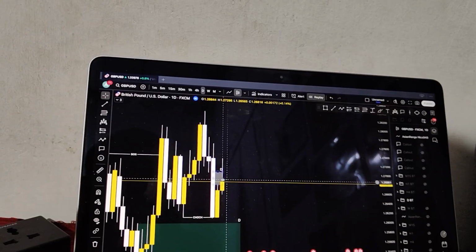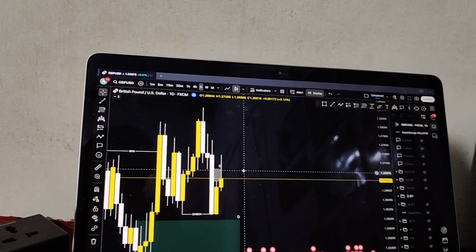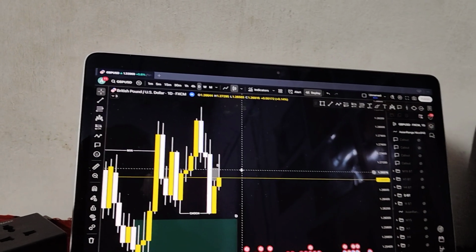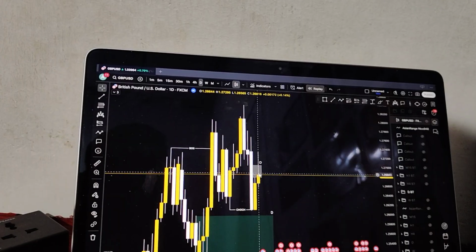So now it has filled up this fair value gap too. Now the market has filled up this fair value gap too and has aligned with the weekly bias. The weekly bias is bearish. So now Thursday filled up this fair value gap, mitigated this supply zone here, which I have not marked yet.